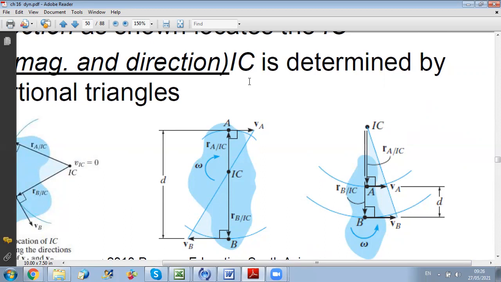Okay, so here if I want to find the IC, same method. First I draw the perpendicular to VA and VB. It's one line. So to find the IC I need another line. I join the extremity of VB to the extremity of VA. The intersection point between the two lines will give me the location of the IC. Okay, now how we use the IC we will see. The IC can help us a lot in solving problems.